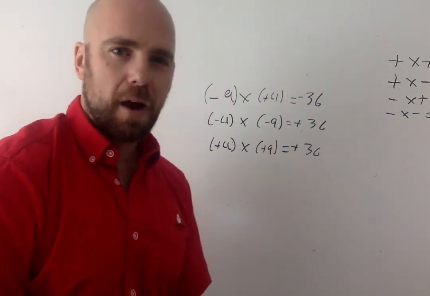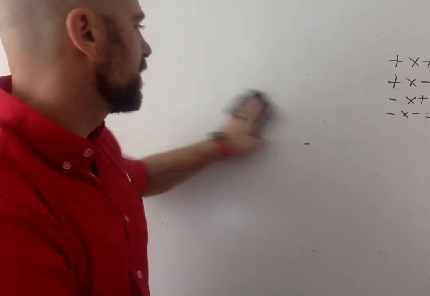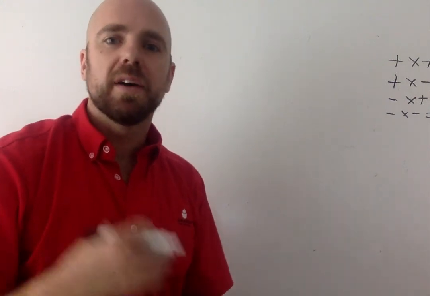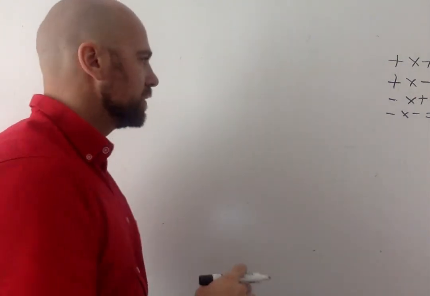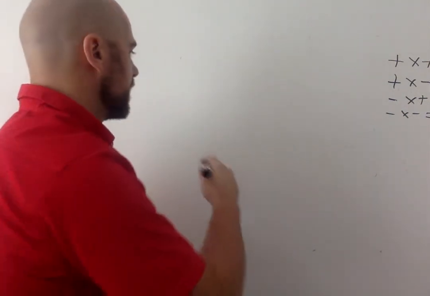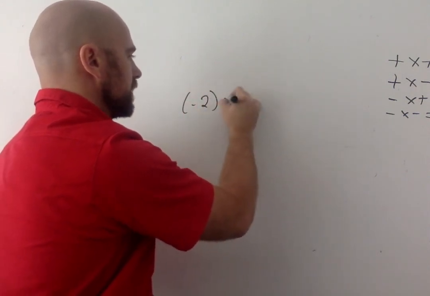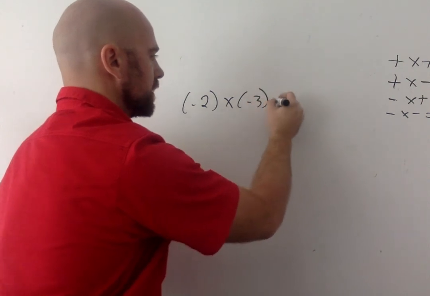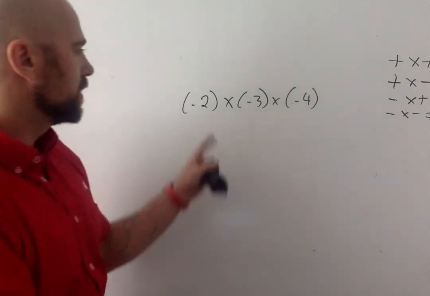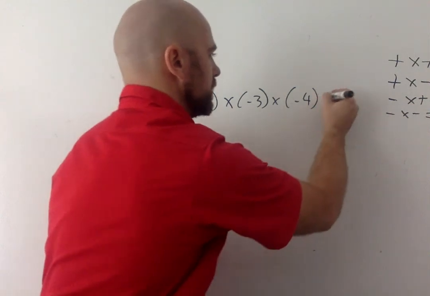Now, if I want to take it one step further, what if I'm multiplying 3 different integers? The same rules apply. So I'll give you one example, but then I'll change the integer for each of them. What if I went negative 2 times negative 3 times negative 4? So I've got 2 times 3, which is 6. 6 times 4 equals 24.